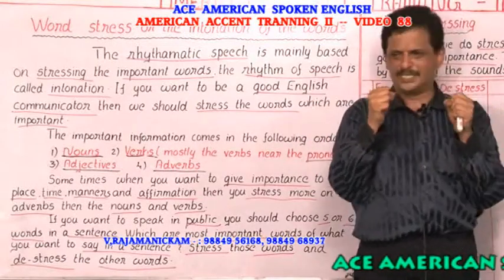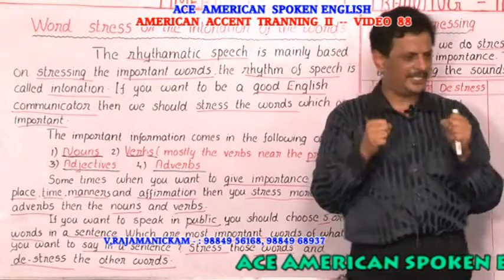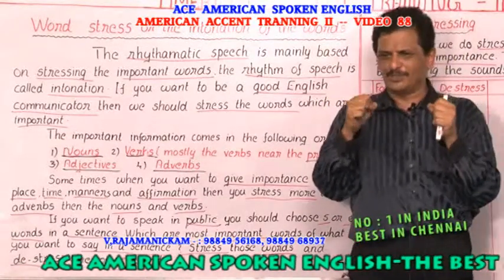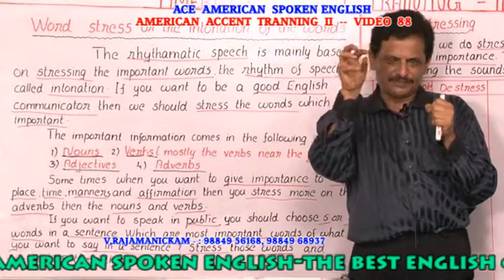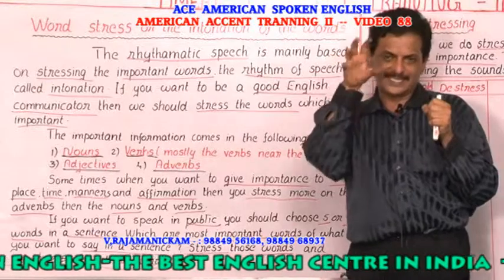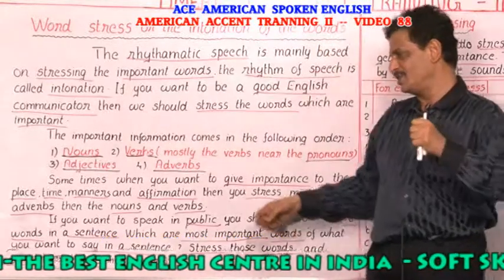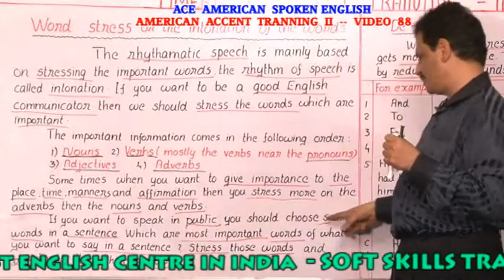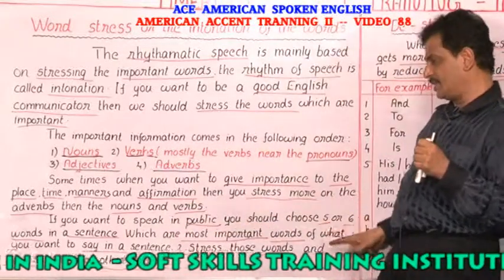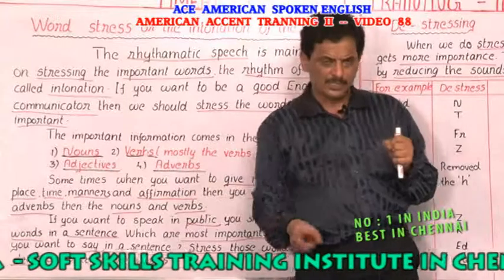If a politician like Karunanidhi or Vaiko or Jayalalithaa, what they will do is, one sentence, 4 or 5 important words, they just boom and say, they stress and say, right? So if you want to speak in public, you should choose 5 or 6 words in a sentence, which are the most important words of what you want to say.